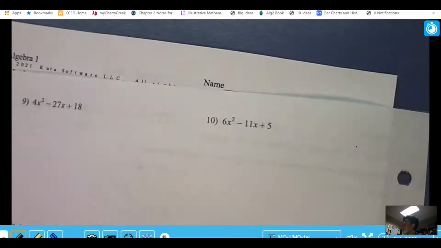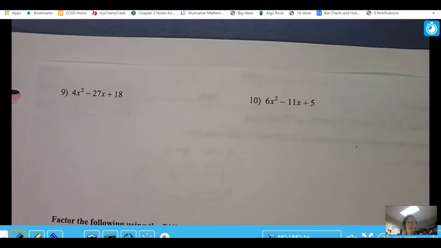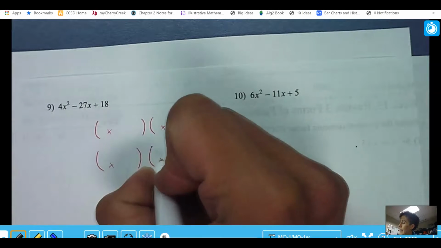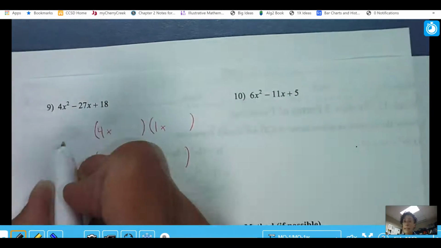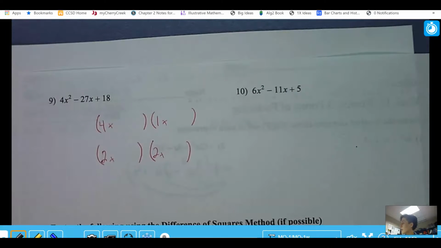Problems 5, 7, and 8 are going to be very similar. And then you've got 2 on the back, 9 and 10. What you're going to have to be careful with in 9 and 10 is when you make your parentheses, and an x here, that 4 and 1 can give you 4, but also 2 and 2. So you're going to have to figure out which set works. And 10 is very similar.